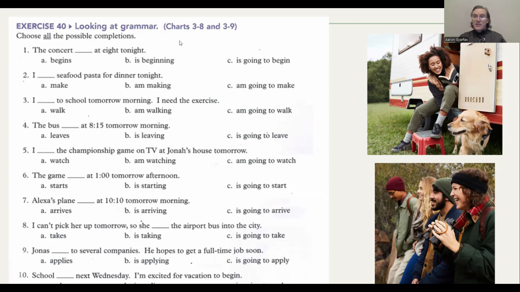Take a look at the rest. Again, pause the video, work the answers out, think about your answer. Is it on a schedule or timetable? Then it would be A, B, and C. All of these would be correct. If it's just a plan, but really doesn't need to be at any specific time, then A is probably not going to work. So pause the video now, try it out, and then check your answers.